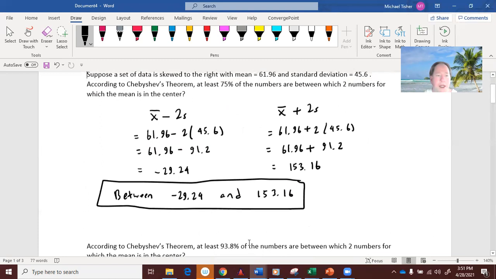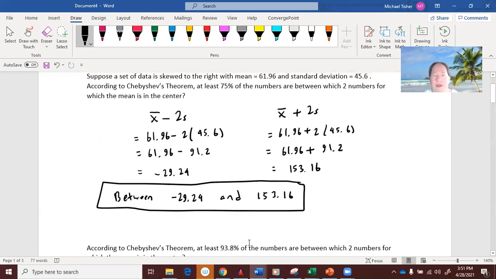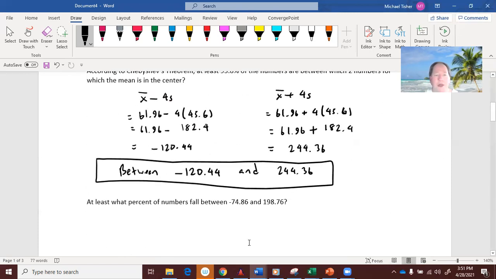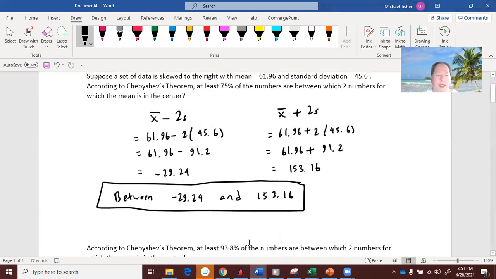Okay, now this one talks about at least 75% of all the numbers are between negative 29.24 and 153.16, but we're not given those numbers either, right? Because we're given between negative 74.86 and 198.76, which is not the same as between negative 29.24 and 153.16. So the answer cannot be at least 75%.